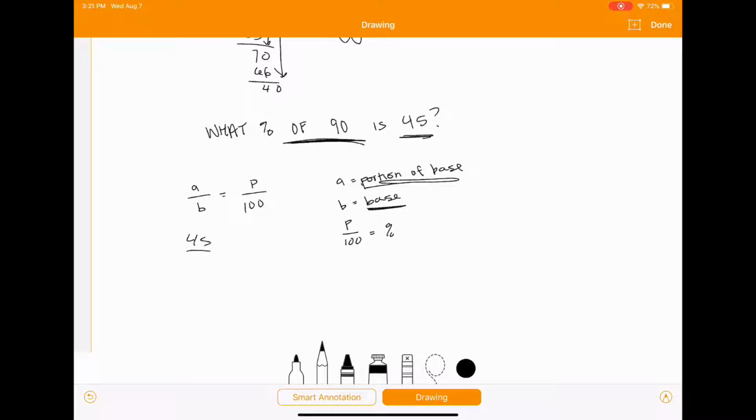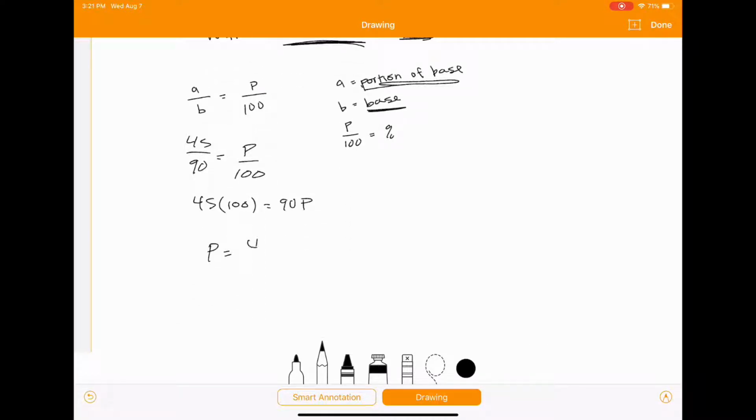So 45 over 90 equals P over 100. Use your cross product and solve for P. So 45 times 100 equals 90p. So P is going to equal 45 times 100 all over 90. You can go ahead and run the math on that. And you get that P equals 50. So 45 is 50% of 90.